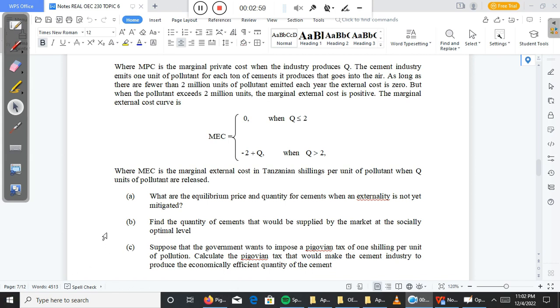So in part A, we calculate the equilibrium price and quantity for cement when the externality is not yet mitigated. In part B, we find the quantity of cement supplied by the market at the social optimal level. And in part C, suppose the government wants to impose a Pigovian tax of 1 shilling per unit of pollution, we calculate the Pigovian tax that would make the cement industry produce the economically efficient quantity of cement. Now let's go quickly to the solution.